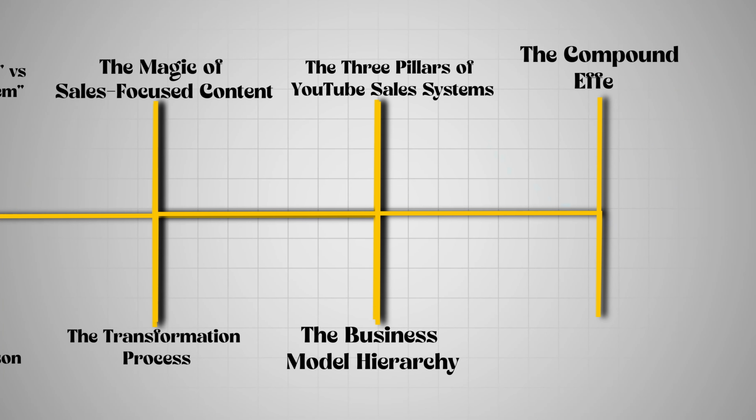The compound effect. Here's one of the other big things that people don't get about YouTube as a sales tool. Unlike educational content, which has linear impact, sales-focused content compounds exponentially. With educational content, if you teach 100 people something valuable, you've helped 100 people, but they may never buy anything. It's linear value creation.